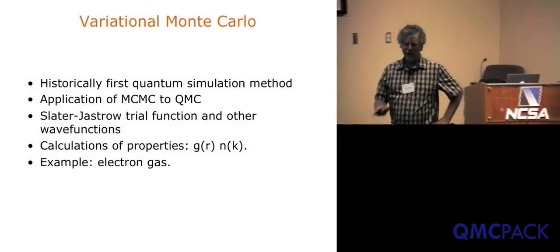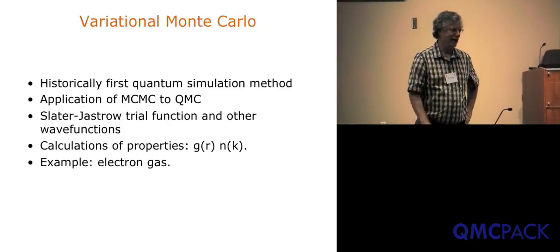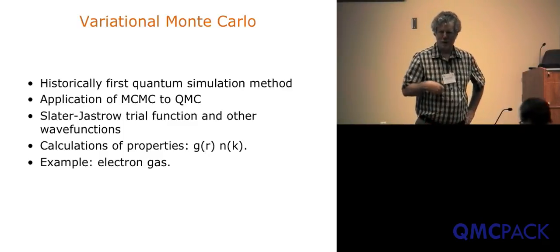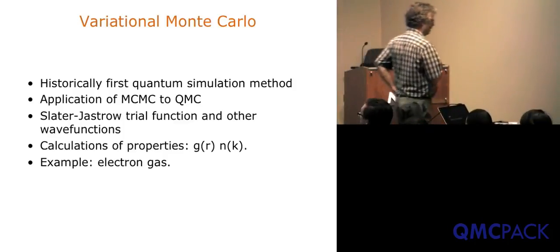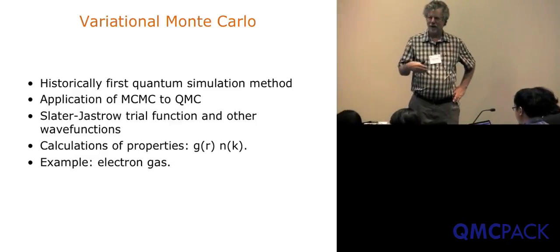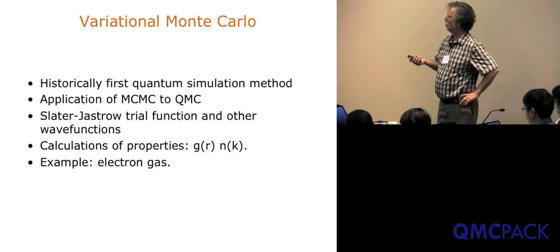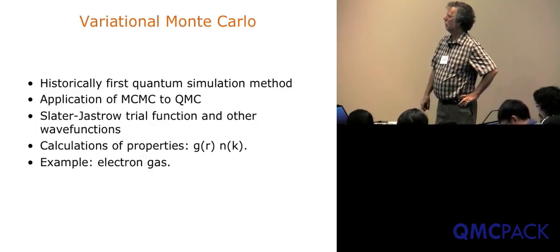So in the last hour, we talked about Monte Carlo. So I'll assume that everybody understands a little bit about that. And now we're going to switch to quantum Monte Carlo. And the first technique that was developed was called Variational Monte Carlo. And it's only slightly more complicated than the classical Metropolis Monte Carlo. It was historically the first simulation method. It's simply an application of Markov chain Monte Carlo to quantum mechanics.